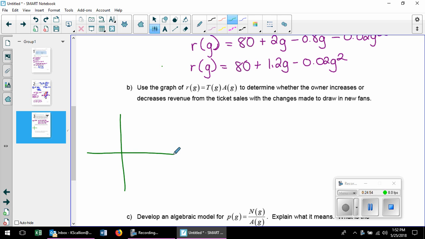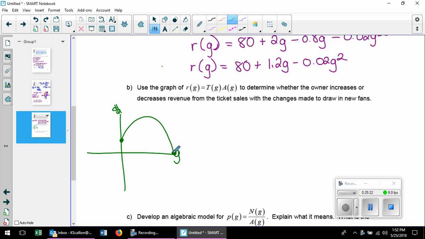So this would be my G, my number of games, and this would be my money on the y-axis. Will I have anything in quadrants 2, 3, and 4? No, everything's going to live in quadrant 1. So this is my y-intercept, so I know I'm going to start at 80 and then have some sort of parabola that looks like that.